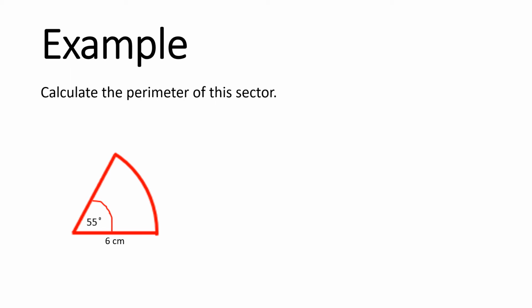And let's have a look at an example. So here we have a sector. Calculate the perimeter of this sector. Now our sector has a 55-degree angle and it has a radius of 6. Now because we know that all the radiuses are equal, we know that the other radius is also 6.